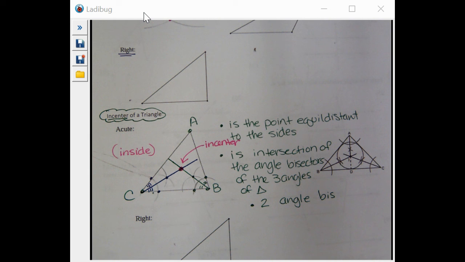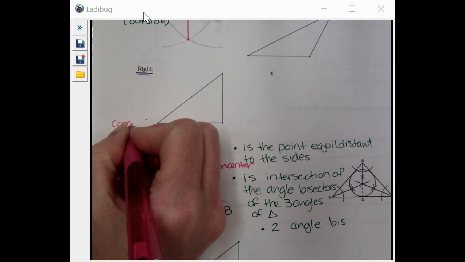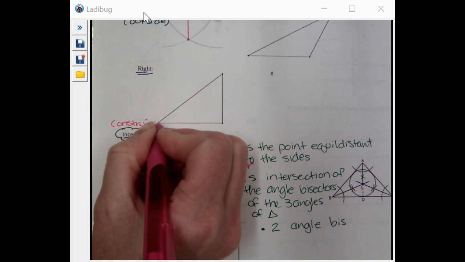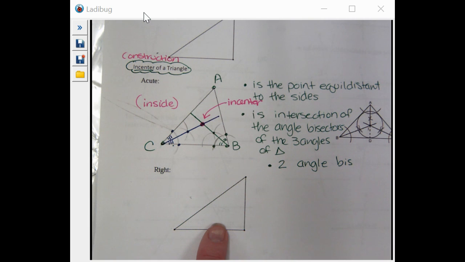What I want you to be able to do is to be able to do a construction of the incenter. So this gives you another chance to practice it. Please check with the answer key. You should have a point exactly where my point is. You should find the same incenter. If you have any trouble, bring it to office hours and we'll check it out. But it should be inside this right triangle.